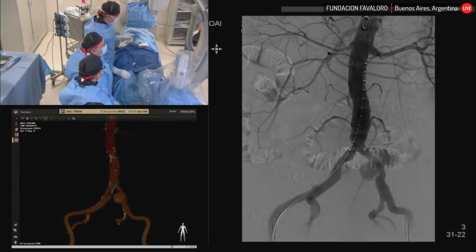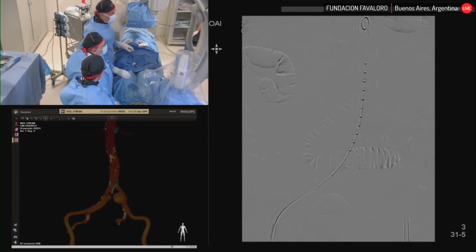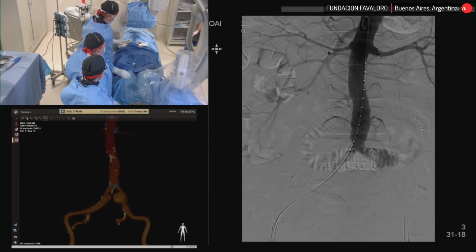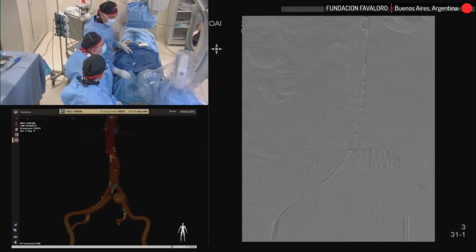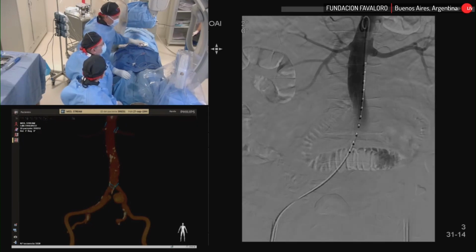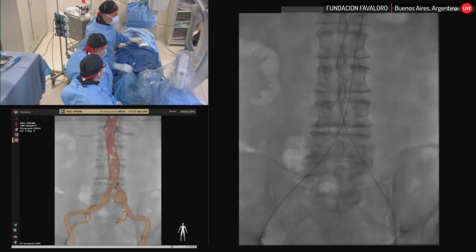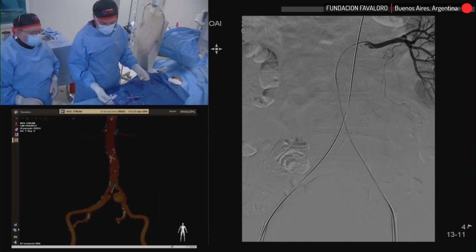So after that, we have left a stiff wire from our right side, and now we are introducing a right Shadkin to have a marker for the left renal artery. Here you can observe the device.